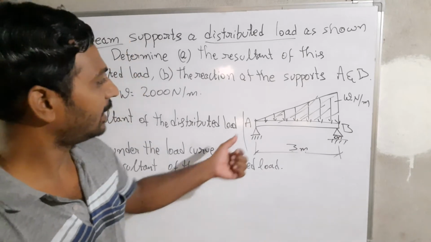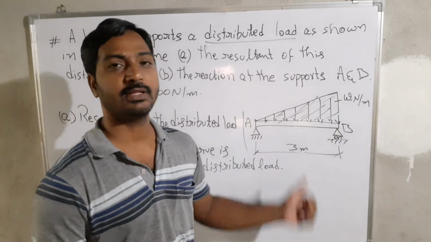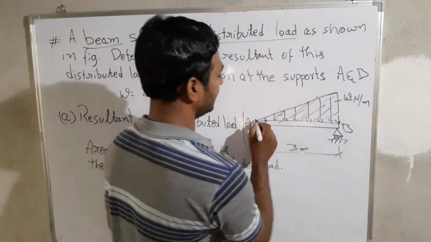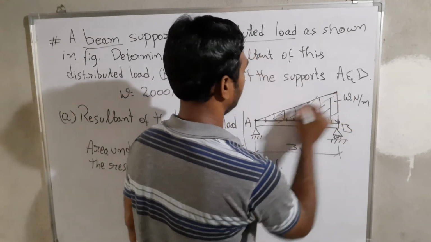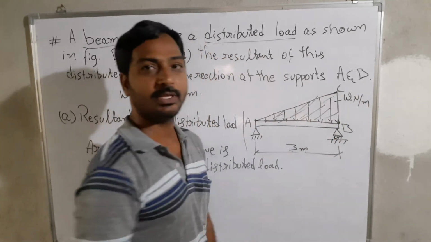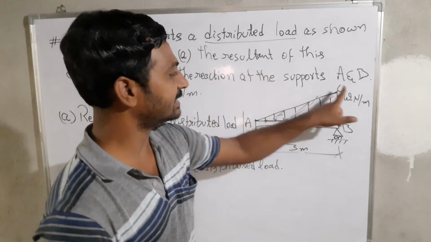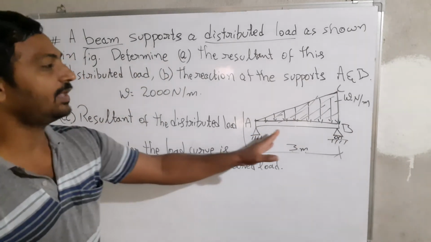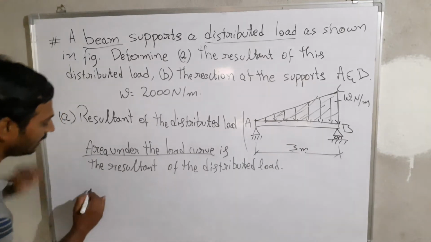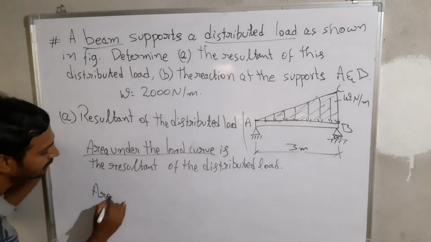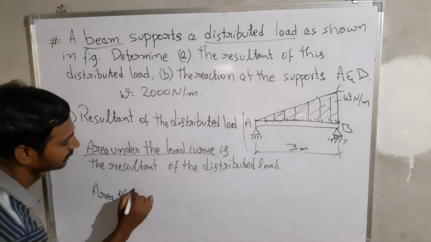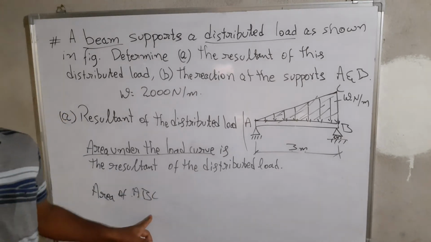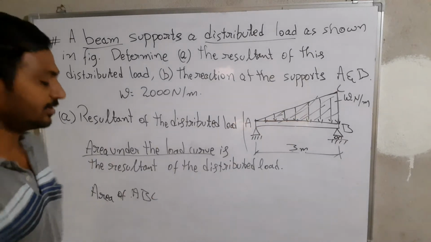As we know, the area under this load curve represents a shape. There we can see it is a triangle, with vertices A, B, C if I give the notations. So the area under the load curve, the area of ABC, is going to be considered here. That is your distributed load.